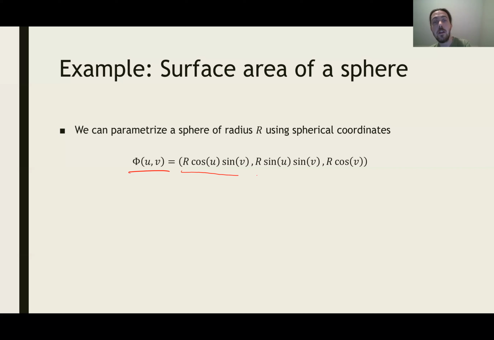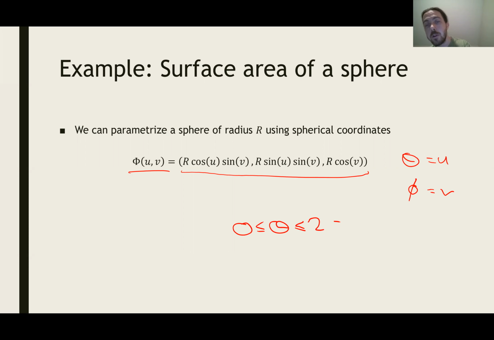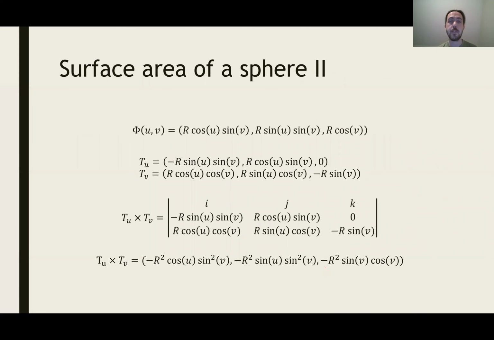So I just write that the sphere of radius capital R is given by capital R cos u sine v, capital R sine u sine v, and capital R cos v. Here I'm saying that theta, my first independent variable, is u, and phi, my second independent variable, is v. That gives me a parameterization, and it should go over the region where theta goes between 0 and 2 pi, and phi goes between 0 and pi, because those are the ranges for spherical coordinates.